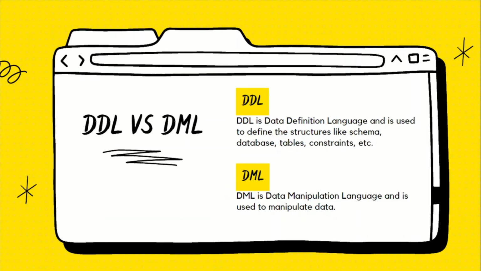Okay, so now we understand DDL and DML. DDL is Data Definition Language and it's used to define the structure like schema, database, tables, constraints, etc. That means create and alter statements are used in DDL. DML is Data Manipulation Language and is used to manipulate the data. That means insert, update and delete of records are all DML functionality.